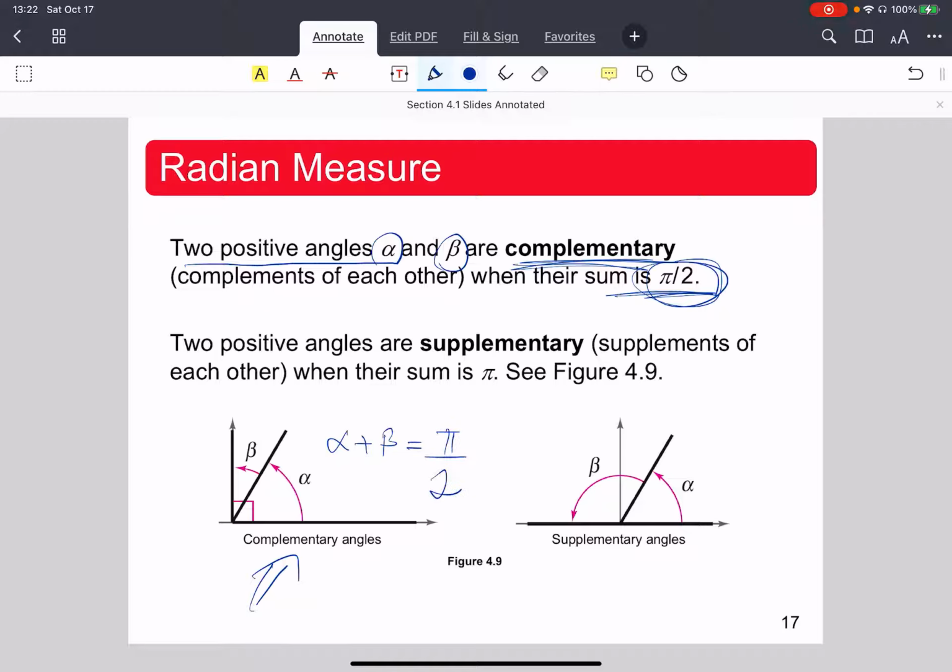Two positive angles are supplementary when their sum is pi radians. On the second image, alpha plus beta creates one full pi, which is what we call 180 degrees. We're going to learn that pretty soon.